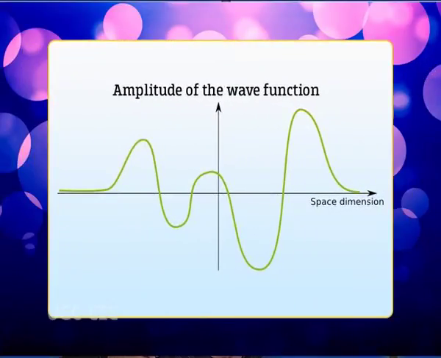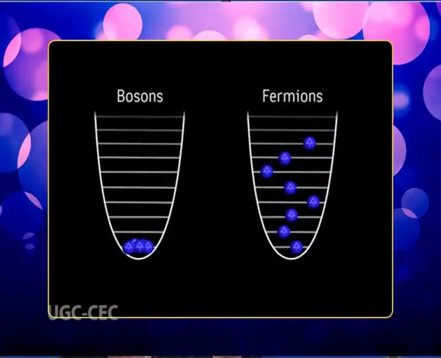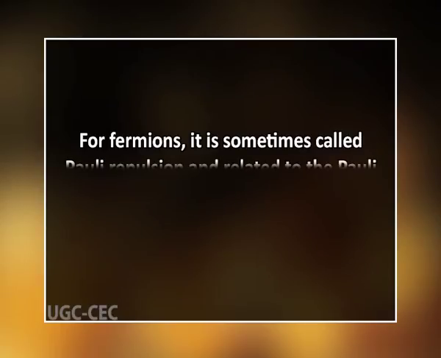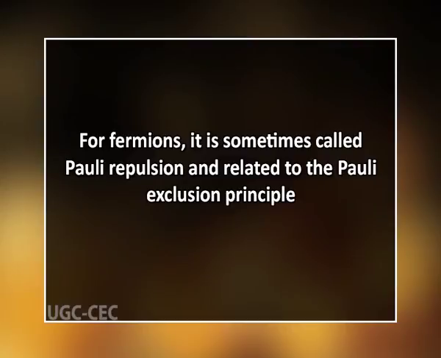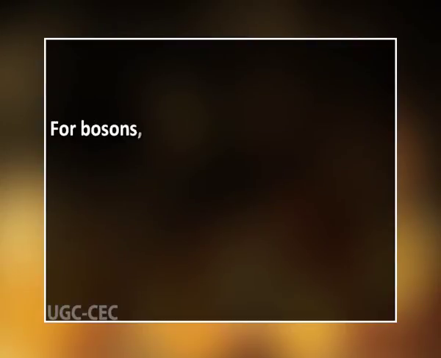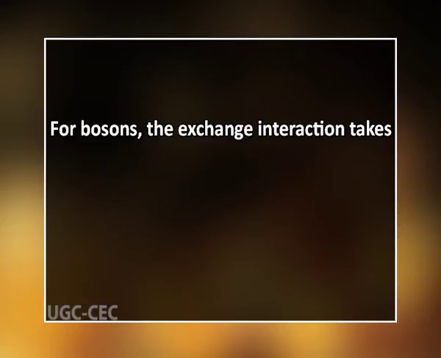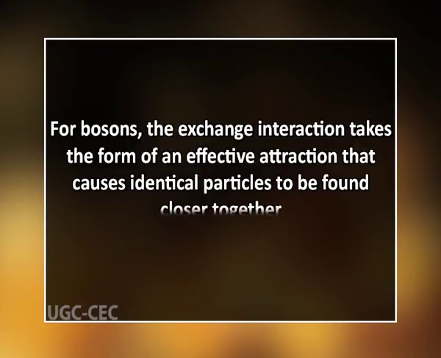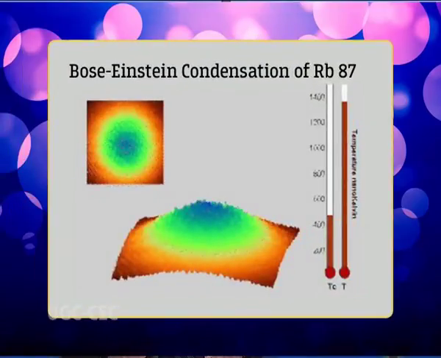The effect is due to the wave function of indistinguishable particles being subject to exchange symmetry, that is, either remaining unchanged or changing its sign when two particles are exchanged. Both bosons and fermions can experience the exchange interaction. For fermions, it is sometimes called Pauli repulsion and related to the Pauli exclusion principle. For bosons, the exchange interaction takes the form of an effective attraction that causes identical particles to be found closer together, as in Bose-Einstein condensation.